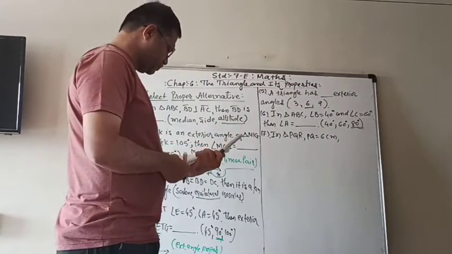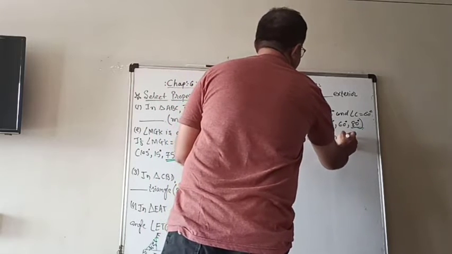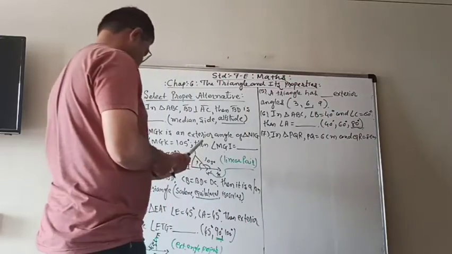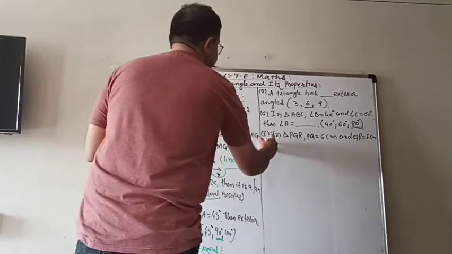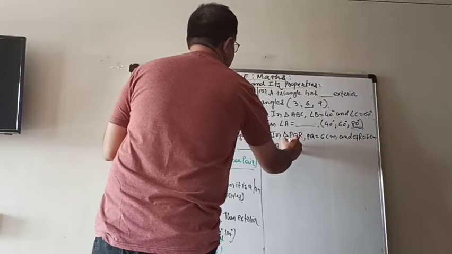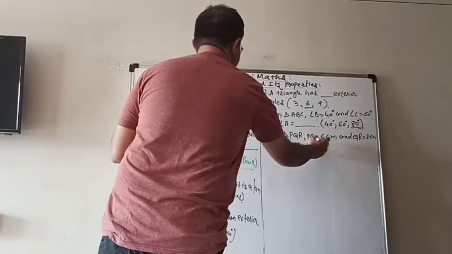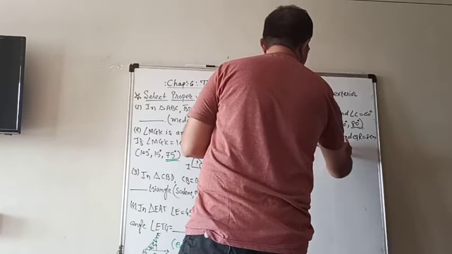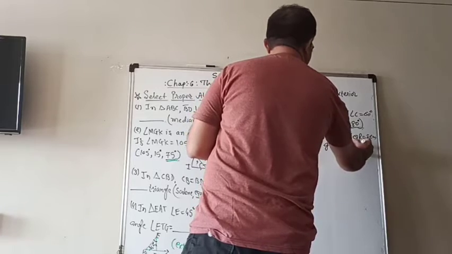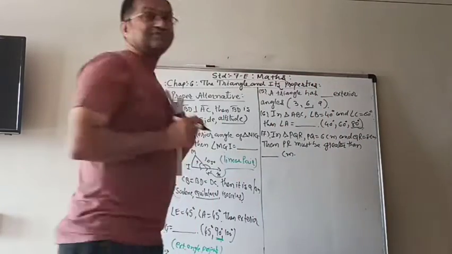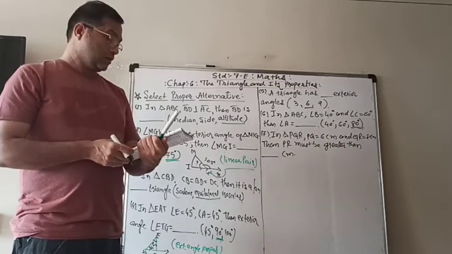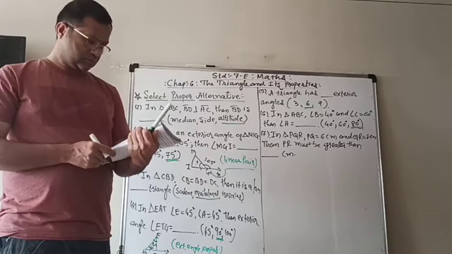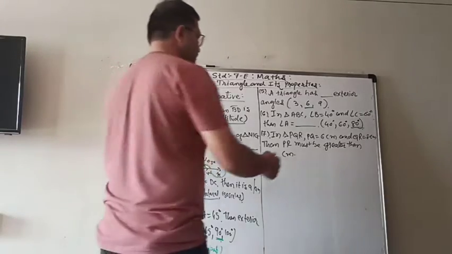And QR is equal to 8 centimeter. Then PR must be greater than dash centimeter. Here the options are 14, 2 and 48.